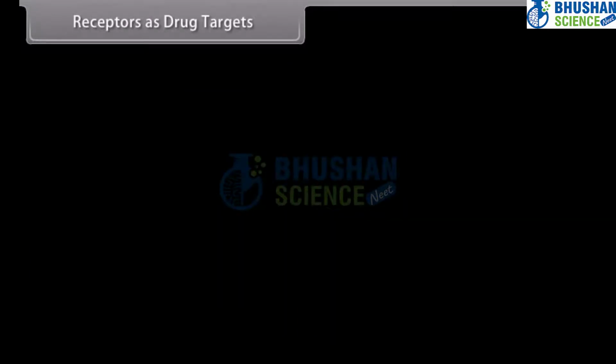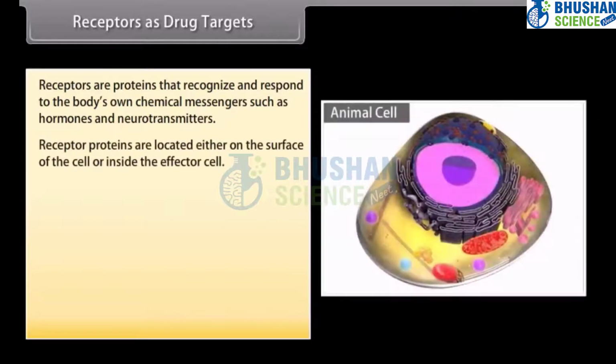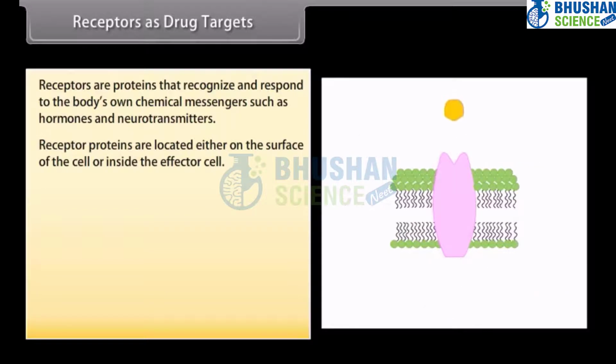Receptors as drug targets. Receptors are proteins that recognize and respond to the body's own chemical messengers, such as hormones and neurotransmitters. Receptor proteins are located either on the surface of the cell or inside the effector cell. In the body, message between two neurons and that between neurons to muscles is communicated through chemical messengers, which are received at the binding sites of the receptor.